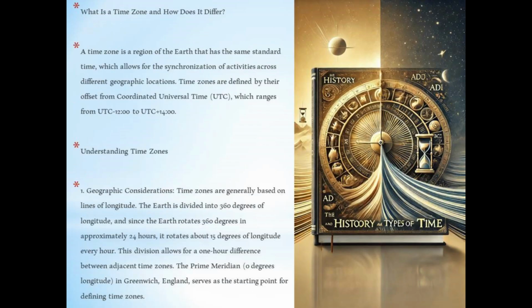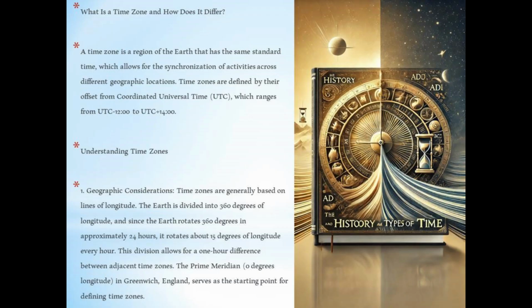What is a time zone and how does it differ? A time zone is a region of Earth that has the same standard time, which allows for the synchronization of activities across different geographic locations. Time zones are defined by their offset from Coordinated Universal Time (UTC).